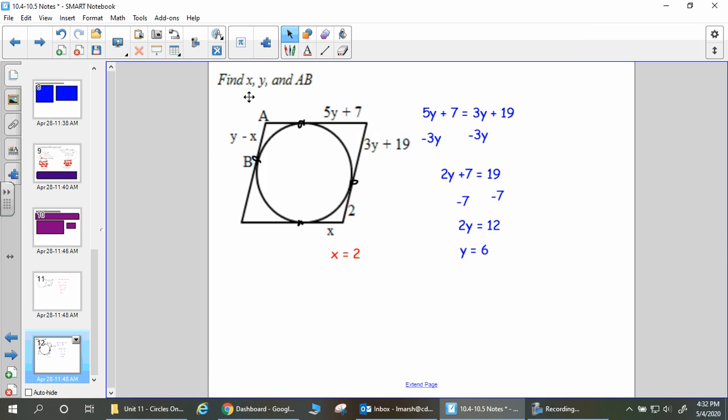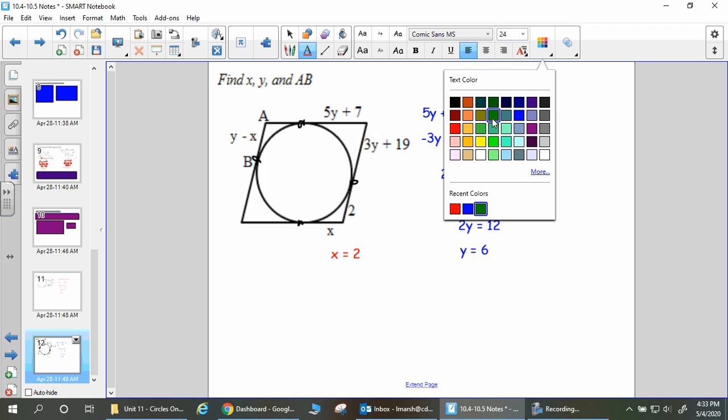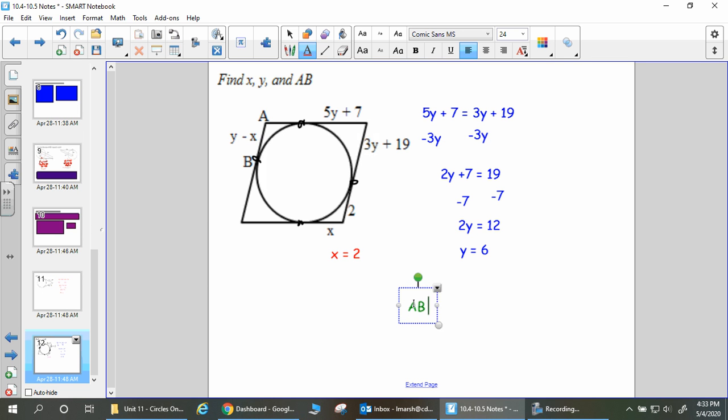And so lastly, they wanted me to find the length of AB. AB is over here. That means I simply need y minus x. So let's do it this way. AB is equal to y minus x. So 6 minus 2 makes AB have a length of 4.